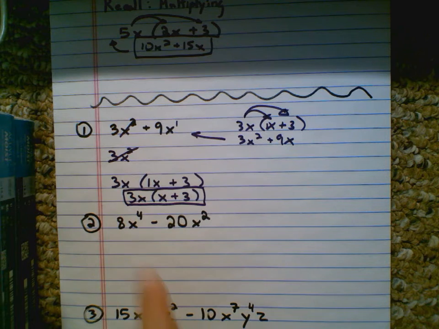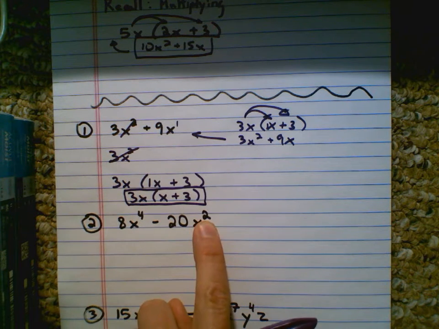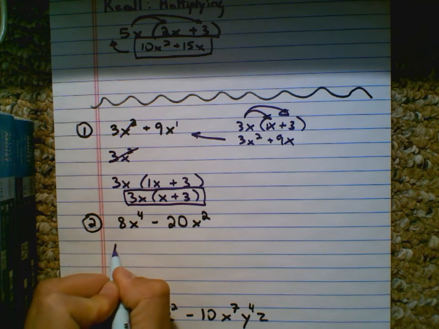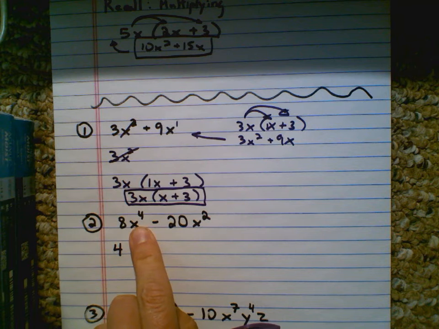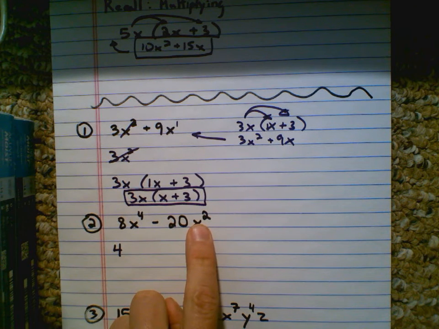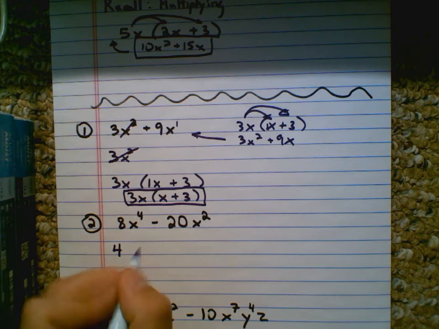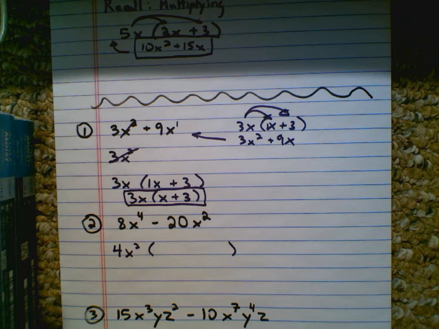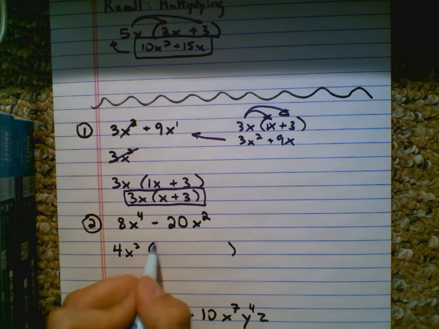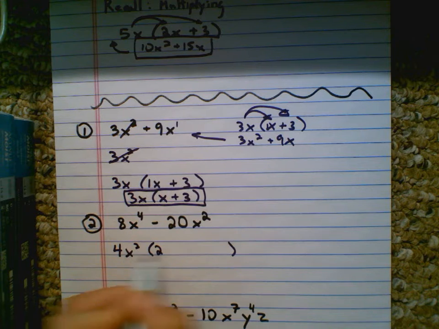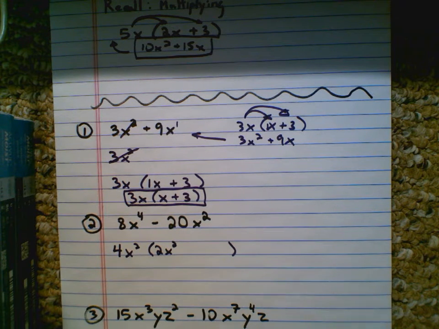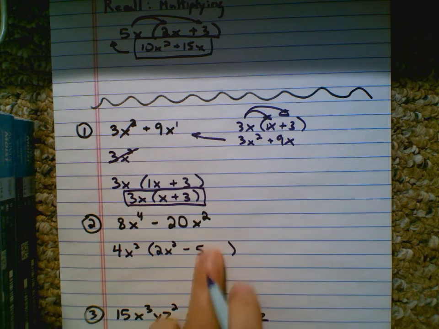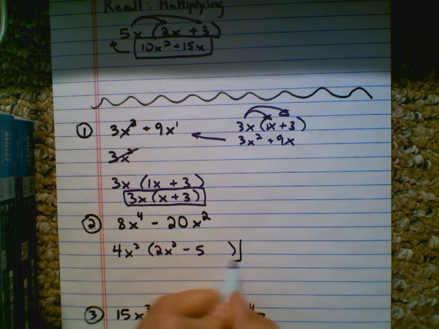So in number 2, I have 8x to the fourth minus 20x squared. Now, once again, I'm thinking about what's the biggest number that divides into both. Well, in this case, it's 4. Then I think about what's the greatest number of x's that they both share in common. Well, they both have at least 2, so I can pull out x squared. Then inside the parentheses, I write down what's left over. Well, 8 divided by 4 is 2. If I take x squared off, I'm left with x squared. Negative 20 divided by 4 is negative 5, and if I take the x squared off, there's no x's left. This would be my factored form.